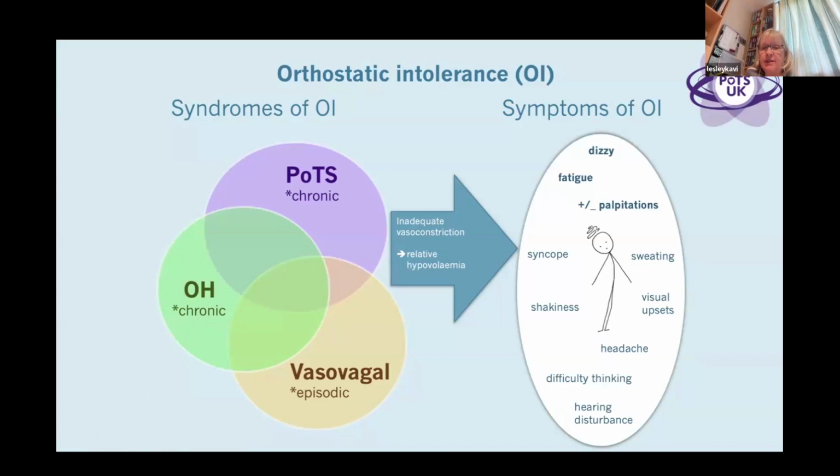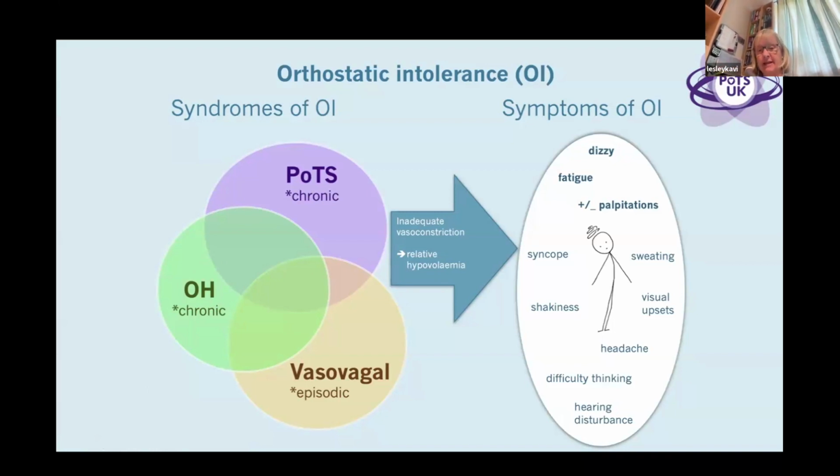In these patients, the inadequate vasoconstriction leads to a relative hypovolemia, meaning that the normal blood volume is too small for the extended capacity of the blood vessels.